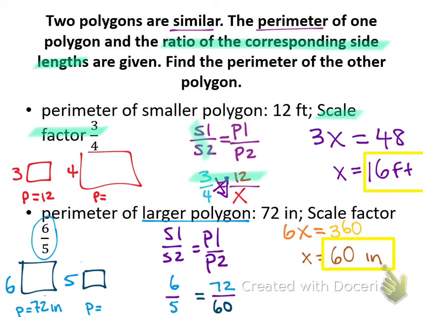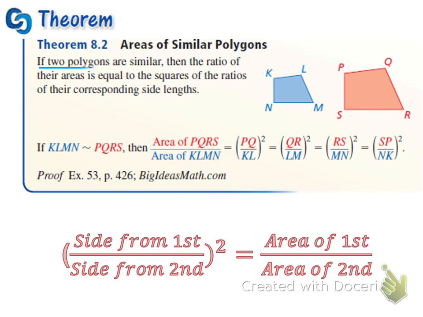The same thing over here. We were given the smaller perimeter, so it needs to be across from the smaller number. The bigger perimeter will be across from the bigger side length. That's the pattern that we used. When you're ready, we're going to turn to the next page and do area.